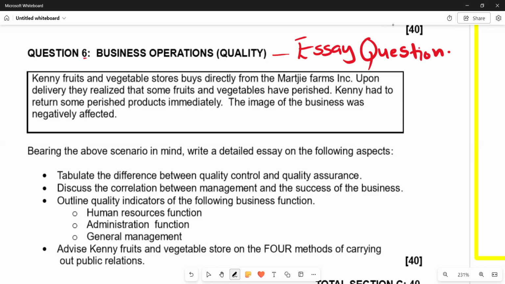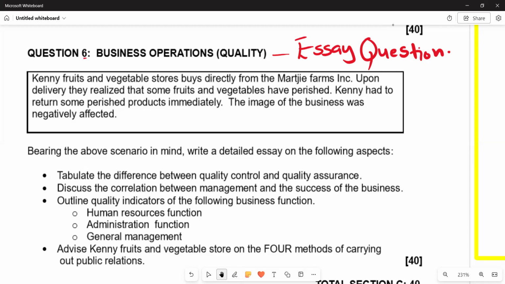Then below that, we are given: bearing the above scenario in mind, write a detailed essay on the following aspects. So we have got points that we are given there that we need to respond to. The first point is: tabulate the difference between quality control and quality assurance. So we need to come up with the differences that we have between quality control and quality assurance.